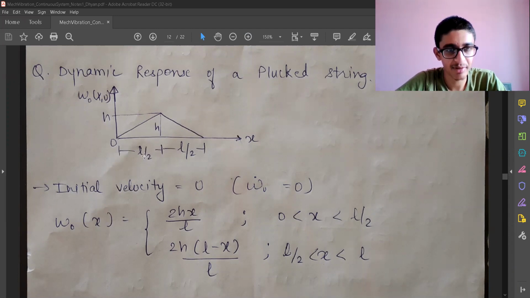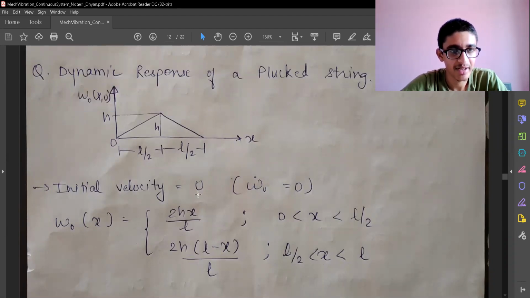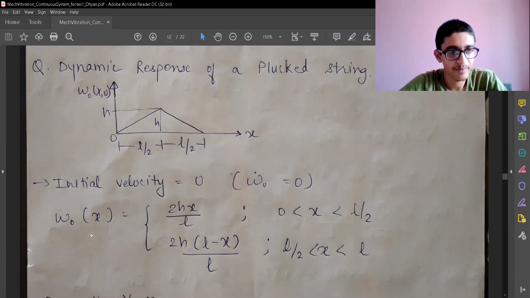So both distances will be L by 2, L by 2 from the center. And these are the W, that means the displacement. So this is how it is initially, and the given initial velocity is 0, that means W dot is 0 at time t equal to 0, and the given function W naught of x will be the displacement at any given x position at time t equal to 0. So this is the function which we are going to infer from the given condition of the plucked string, or this is the graph which is given, and we are inferring this function of displacement with respect to x at t equal to 0, the initial displacement, from that.